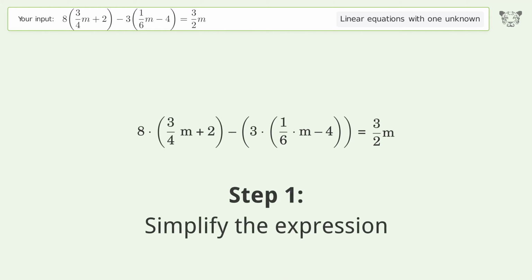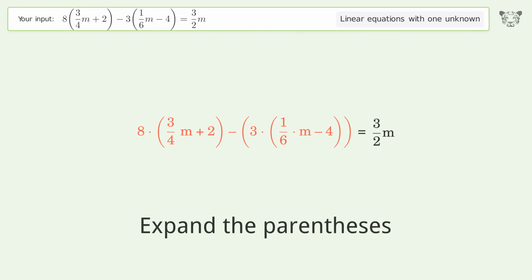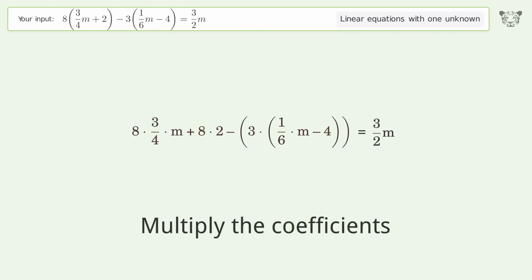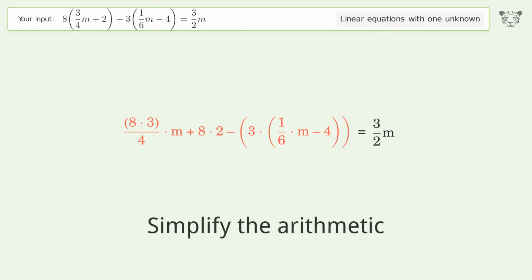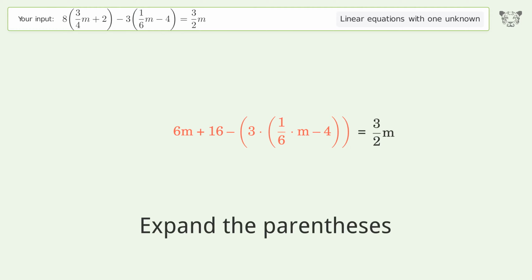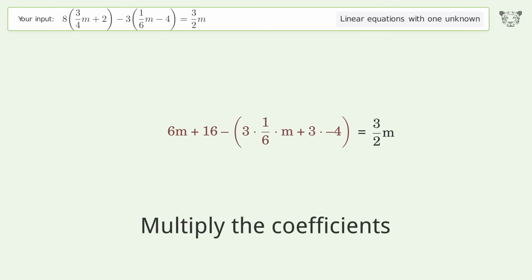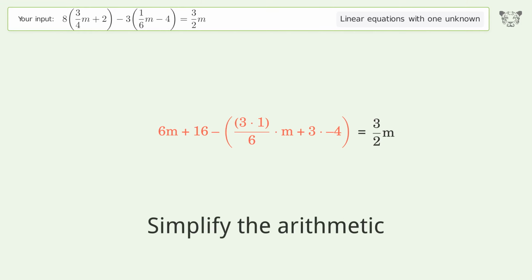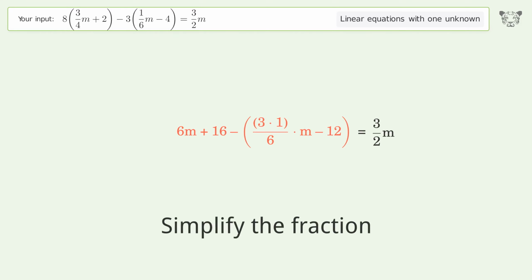Simplify the expression. Expand the parentheses. Multiply the coefficients. Simplify the arithmetic. Expand the parentheses. Multiply the coefficients. Simplify the arithmetic. Simplify the fraction.